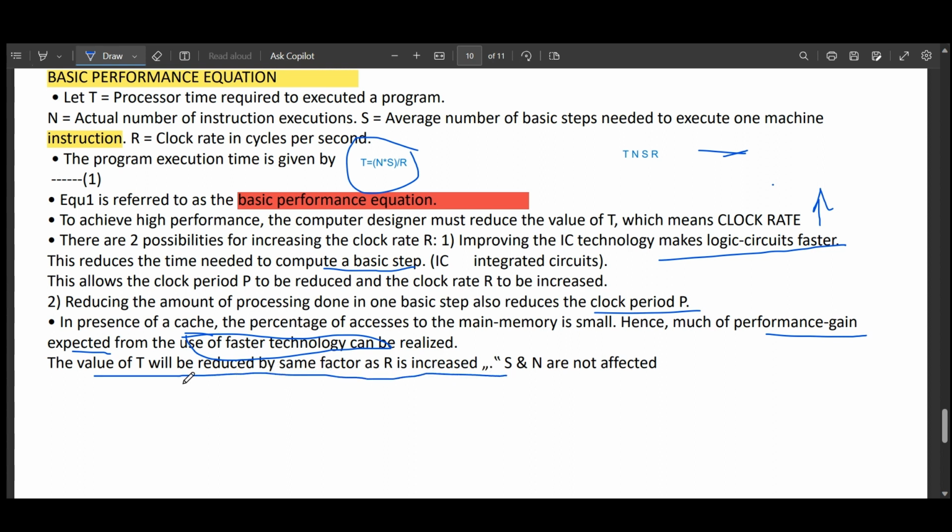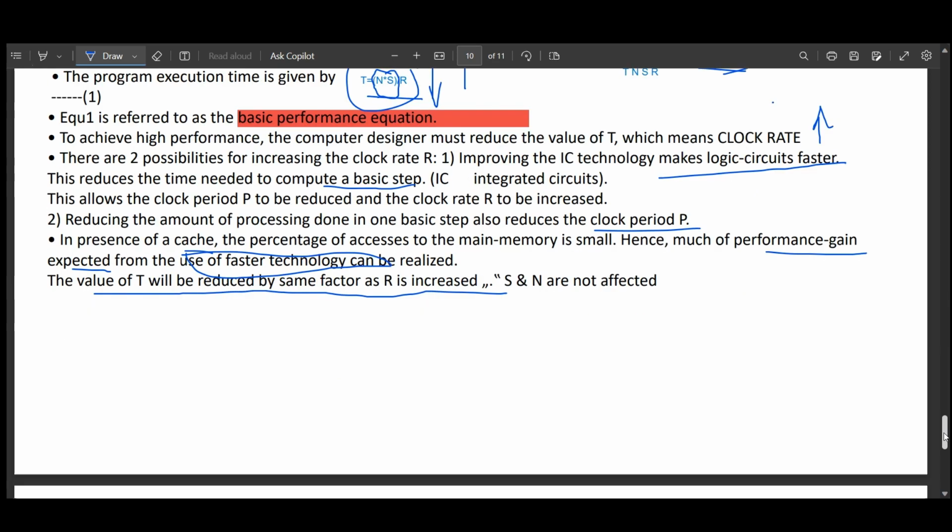You all just remember this line: when r reduces, t reduces by the same factor. Whenever R reduces, S and N will remain unaffected. If R is reducing, it has nothing to do with N and S. That is what is given in the last point. I hope you all understood.